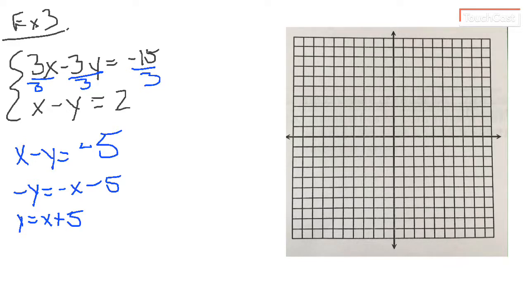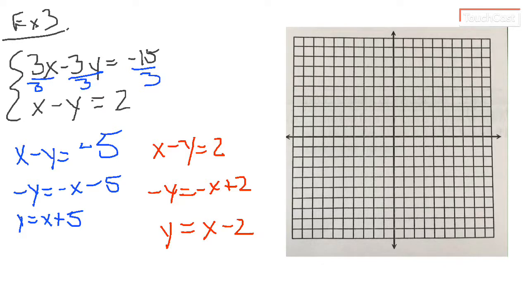Now let's do all that with the second equation, solving for y. So we've got x minus y equals 2. Let's start by subtracting x. We've got -y equals -x plus 2, because the 2 is positive, and we want y to be positive, so we change the sign of everything. We're going to have y equals x minus 2. So let's graph those equations.